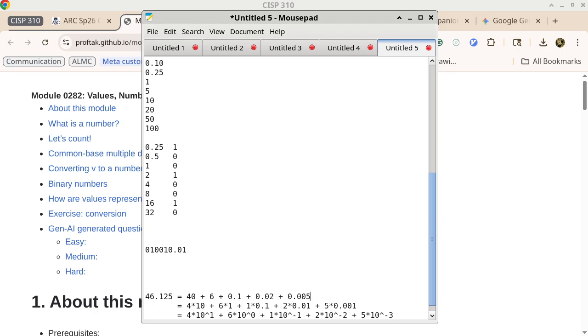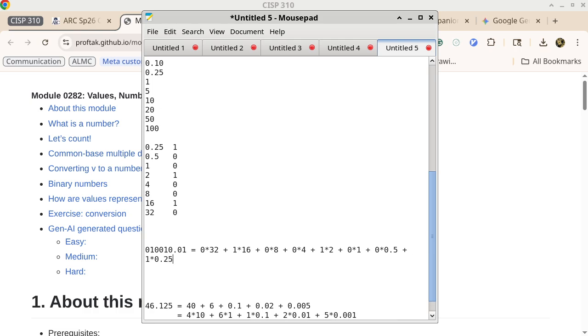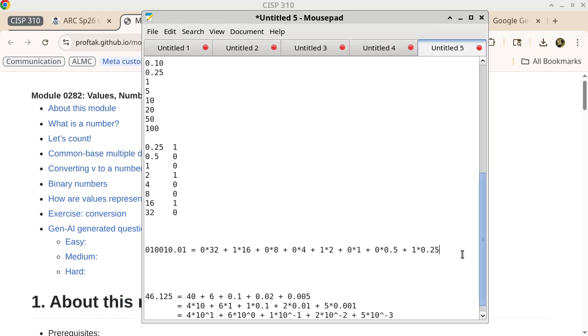Okay. So now we go back to the binary number that we were talking about. We remember what this is, right? We have none of the 32, we have one of the 16, we have none of the 8, none of the 4, we have one of the 2, none of the 1, none of the 0.5, and finally we have one of the 0.25. Okay, let me resize the screen a little bit here. And now we convert everything into powers of 2, right?